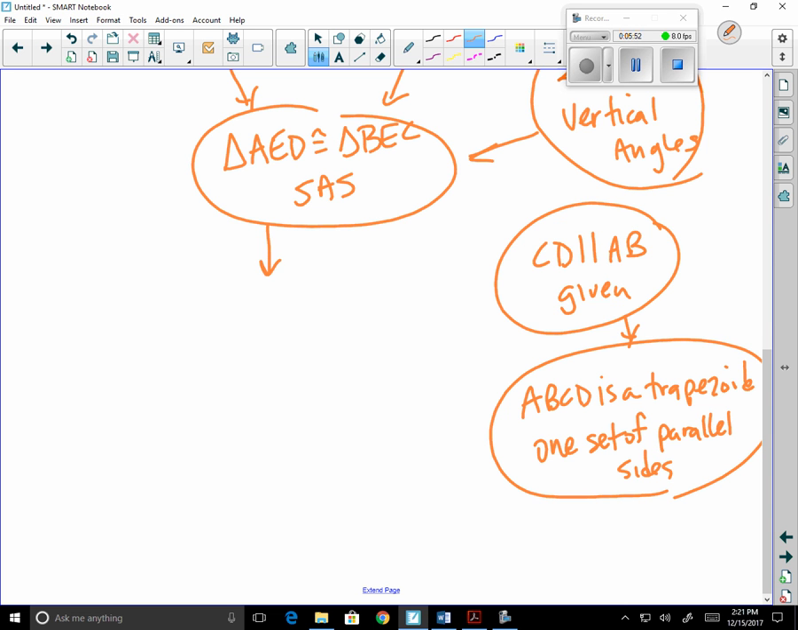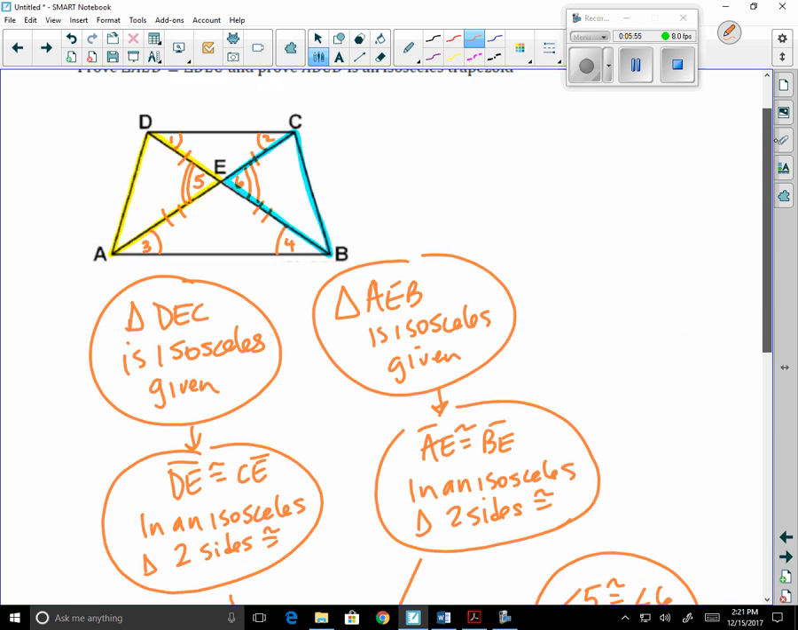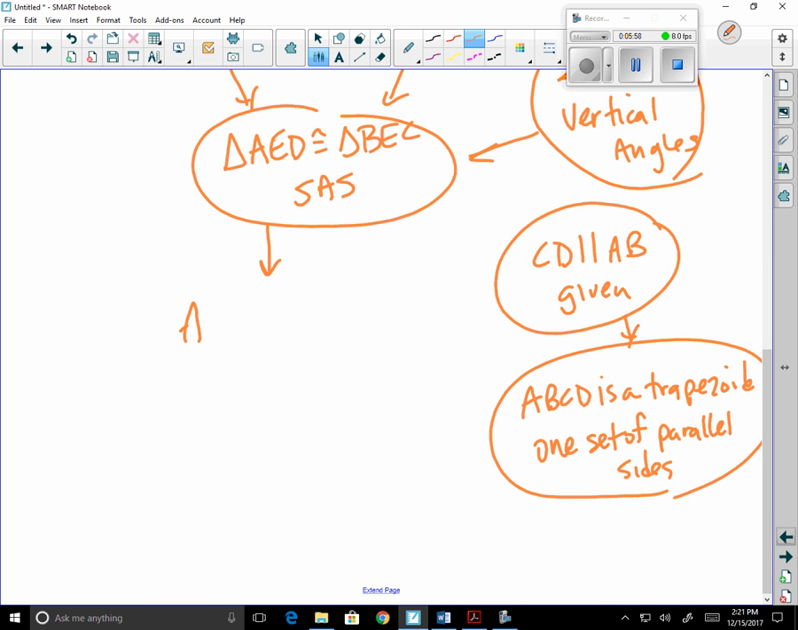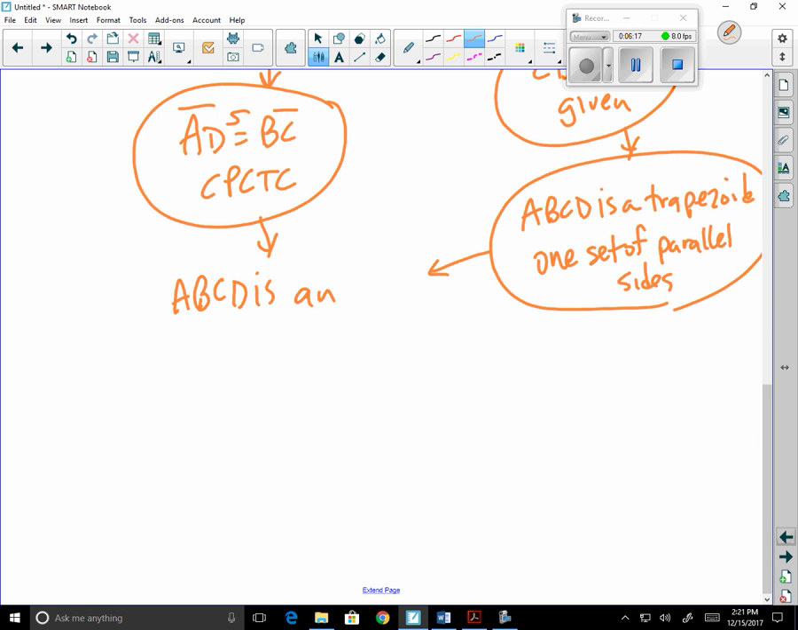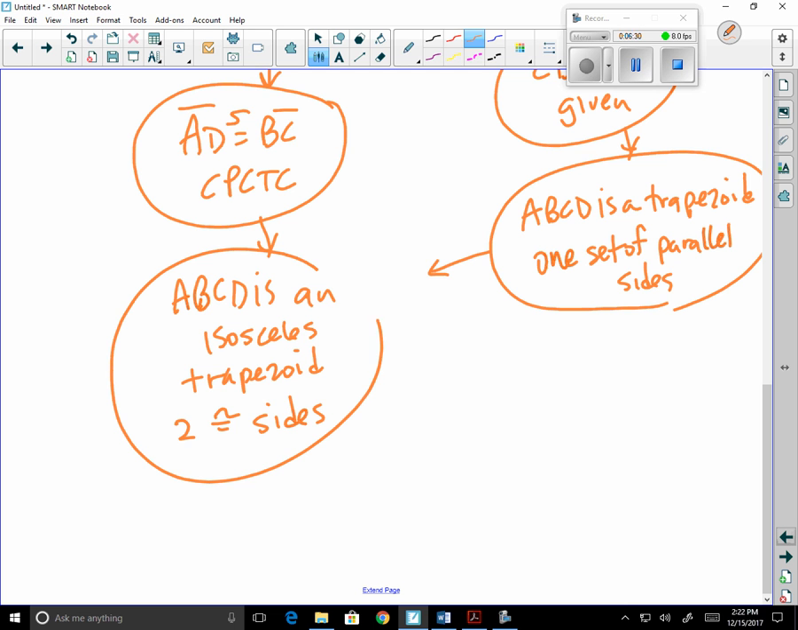And because of this congruent set of triangles, I know two of the sides, AD and BC, are congruent by CPCTC. And because of those two reasons, I know it's an isosceles trapezoid. So I could say ABCD is an isosceles trapezoid because it has two congruent sides. And I'm done.